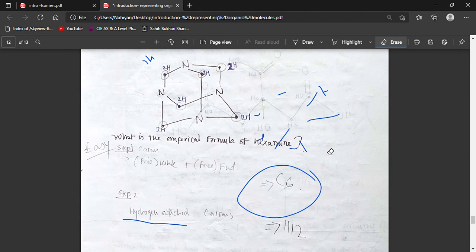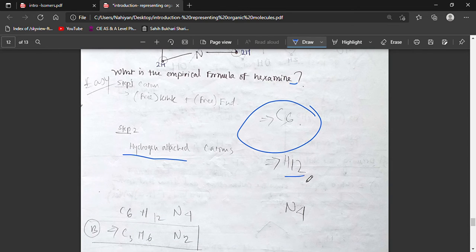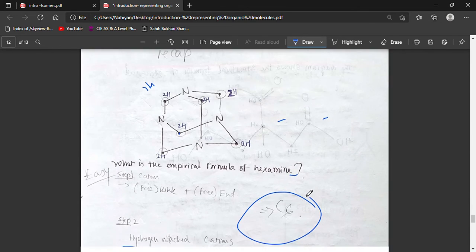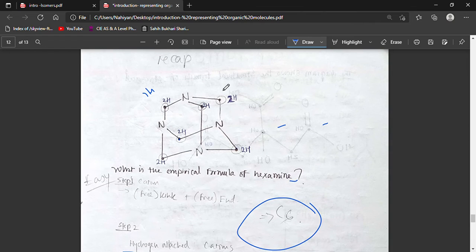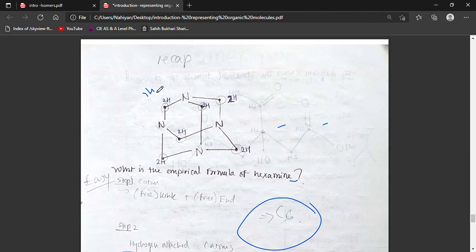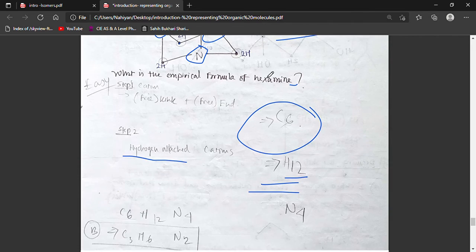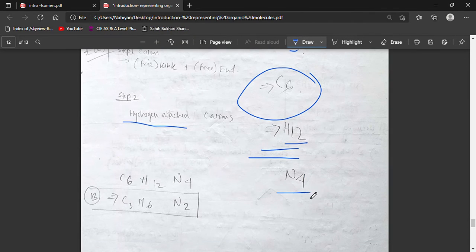So in total, if you count the number of hydrogens, we see 1, 2, 3, 4, 5, 6, 7, 8, 9, 10, 11, 12. So we have 12 hydrogens on the carbons. And the third step is to see whether there are any other groups or other atoms attached. So we see 1, 2, 3, 4. We have four other atoms, which are nitrogen, attached to this molecule. So we have four nitrogen.